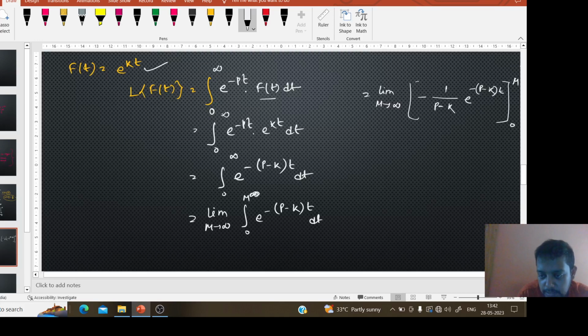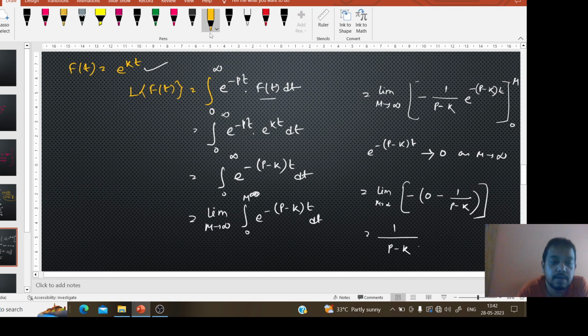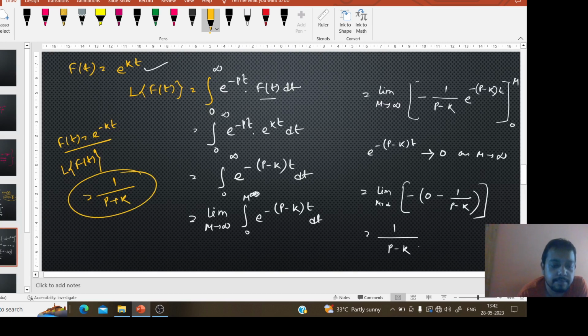Now see that e to the power minus (p minus k) m also tends to 0 as m tends to infinity. So now if you put in the limits, you will get 1 by p minus k. And similarly you can check that if f of t is equal to e to the power minus kt, then the Laplace transform of f of t is 1 by p plus k.